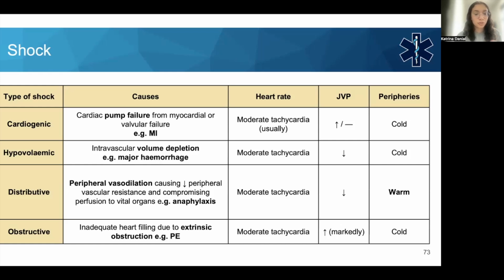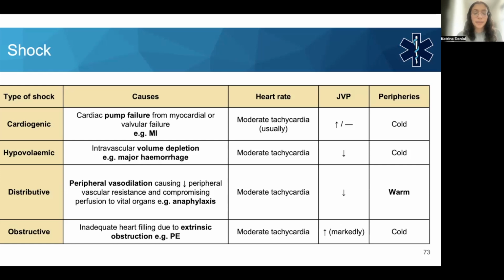Distributive shock is the only one that we call warm shock, and I'll explain why. Distributive shock is when you have some sort of process that's causing peripheral vasodilation. It's causing your blood vessels to dilate, and in doing so, that drops your blood pressure.